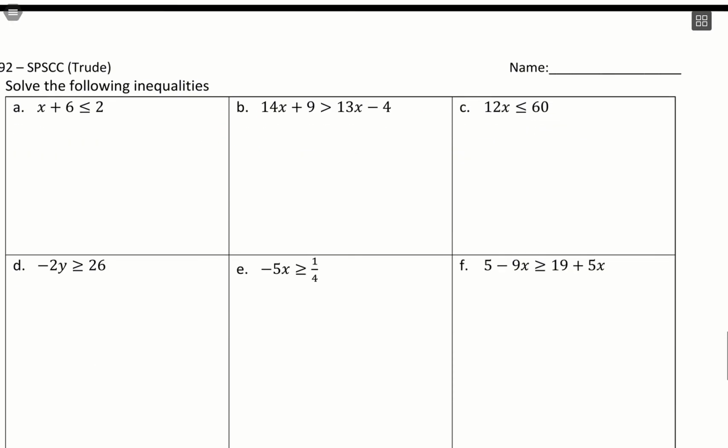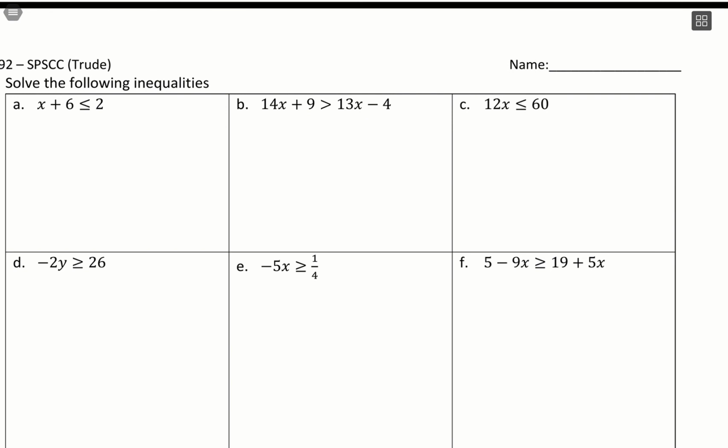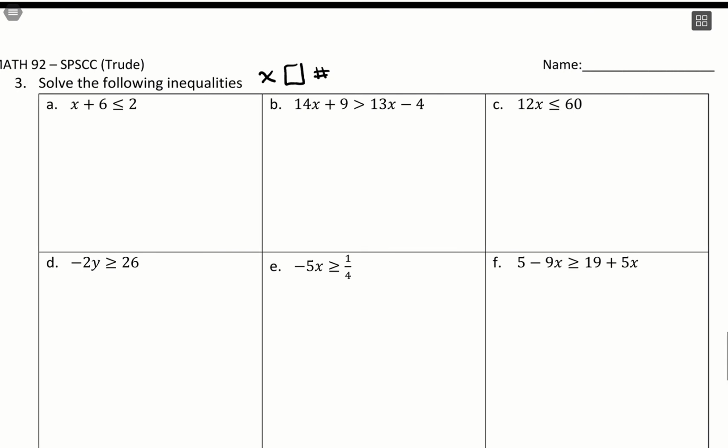All right, solving inequalities. So just like with solving equations, you should end up with a final solution. It's just going to be an inequality symbol between the number and our variable. So what you should end up with here is x, and then a symbol, and then a number. Now our only rule we have to be careful of here is when we divide or multiply by a negative number, we flip the symbol.